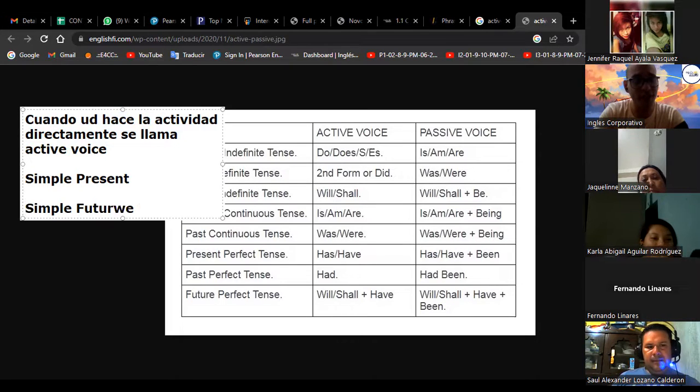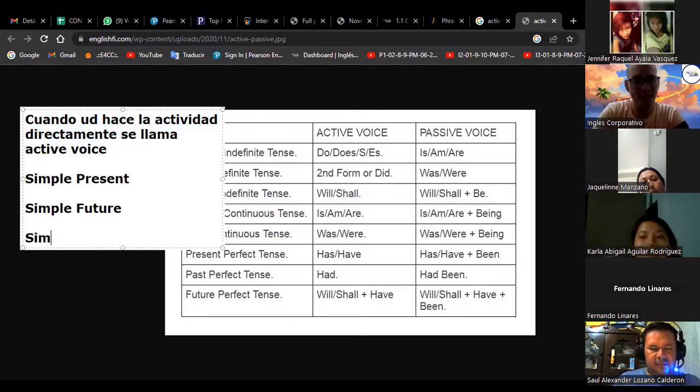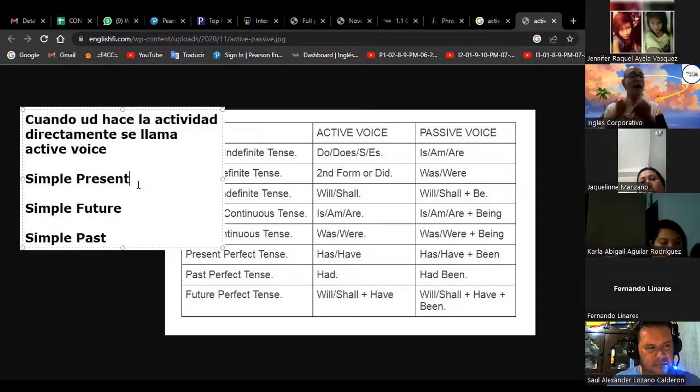And you are going to give me also one example, future, using simple past. Right now, we are going to work with these 3 tenses. So you are going to write one sentence in simple present, one sentence in simple future, and one sentence in simple past. I will give you 1 minute so you can write your sentence in your notebook.